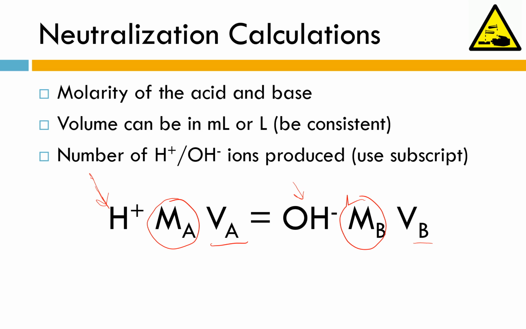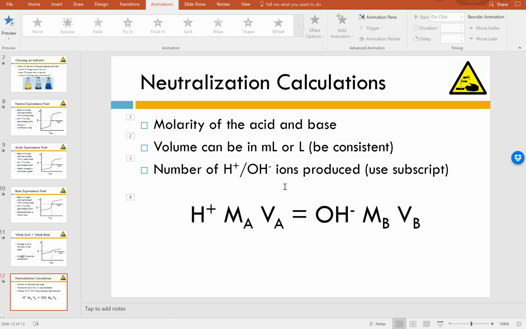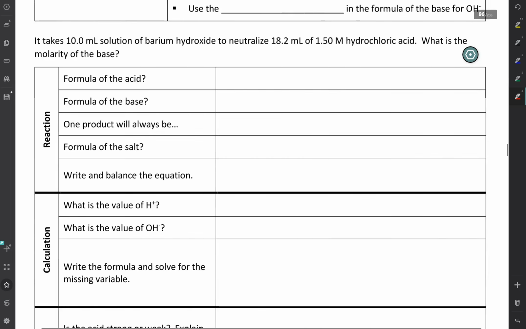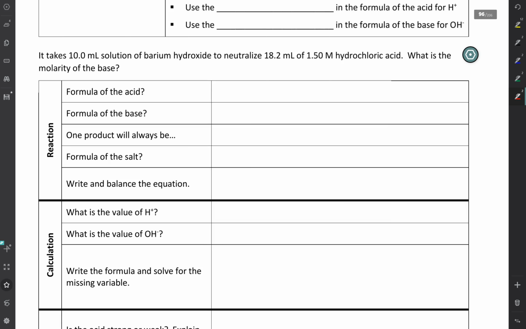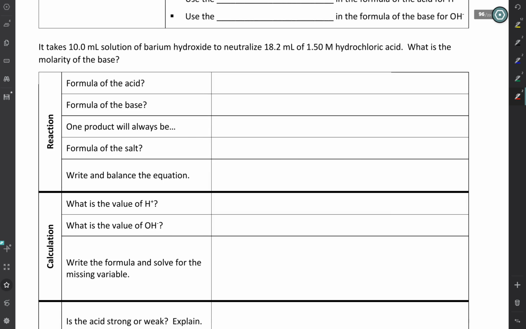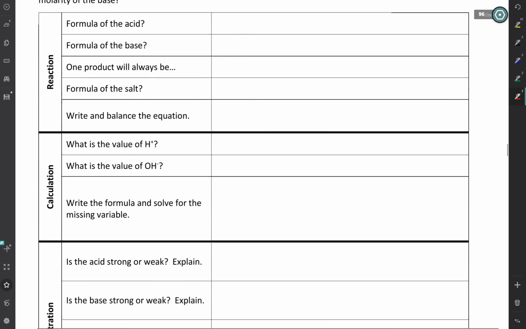So let's go ahead and try a practice problem. Okay, so we've got this. We're told that it takes 10 milliliters of a barium hydroxide solution to neutralize 18.2 milliliters of 1.5 molar hydrochloric acid. And we're going to try to find the molarity of the base. Questions like this are great. I really like them because there are so many pieces of information I can ask you to figure out.